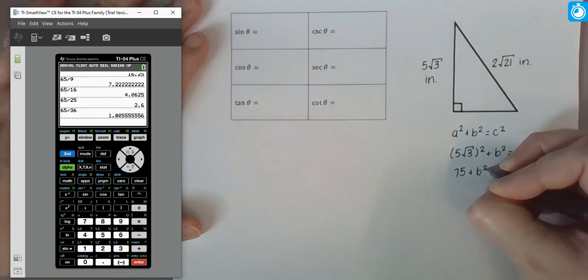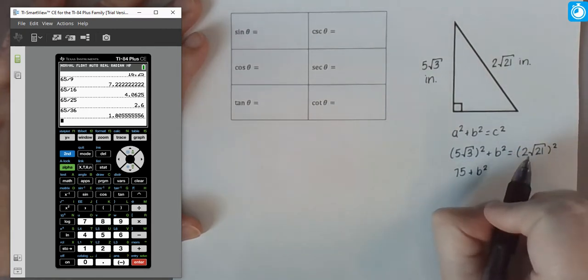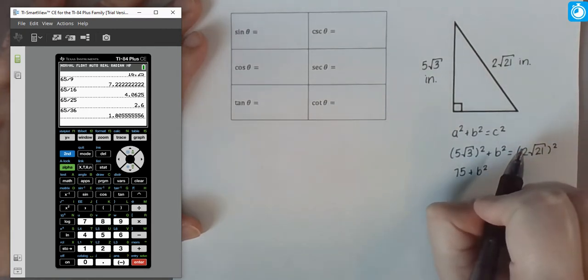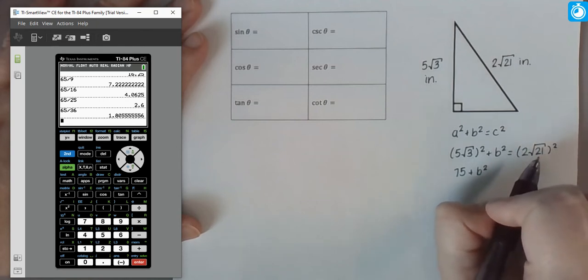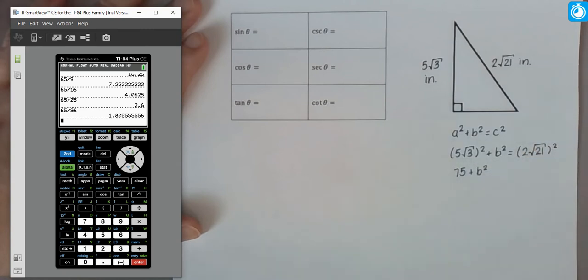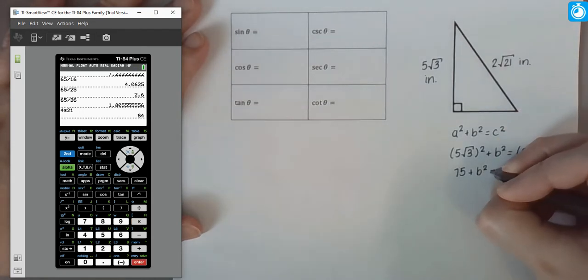So 75 plus b squared. And then same thing over here. So square our 2, that's going to give us a 4. Square the square root of 21, which is going to give us 21. So 4 times 21, let's just verify what that is. So 4 times 21 is going to give us 84. So that's going to be 84.